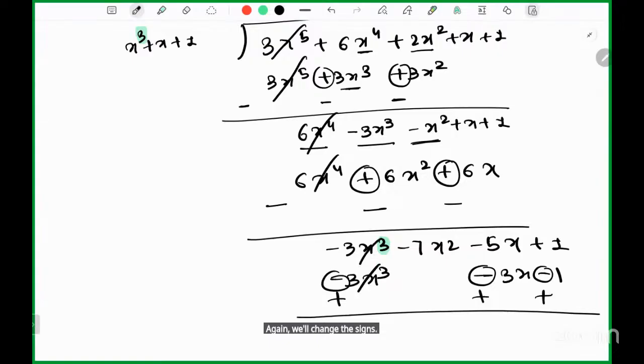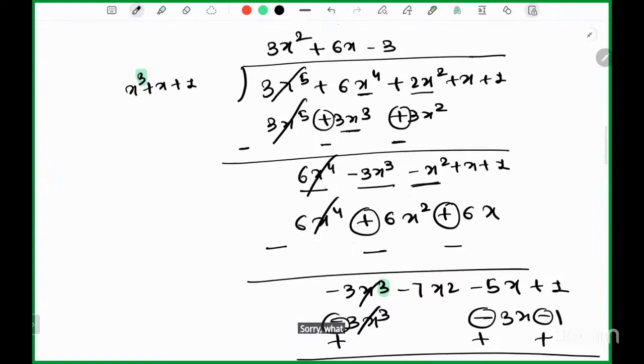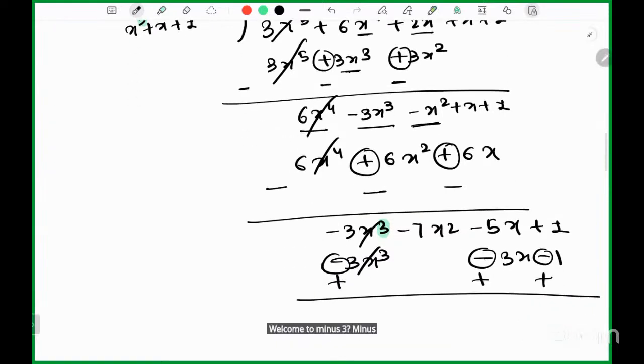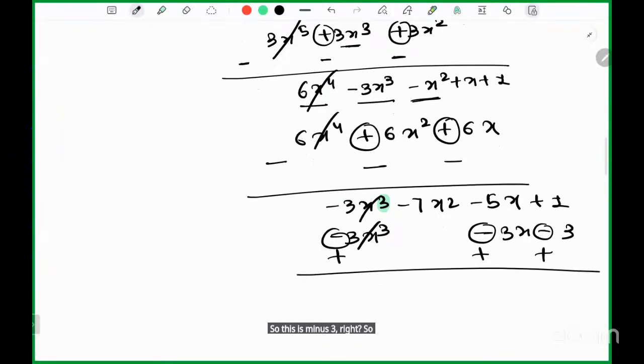And this will get cancelled out. Minus 3 into 1 is minus 3 only. So this is minus 3, right? So we'll get minus 7x square. Minus 5 plus 3 will become minus 2x, and here we'll get plus 4, right? So this is our remainder.